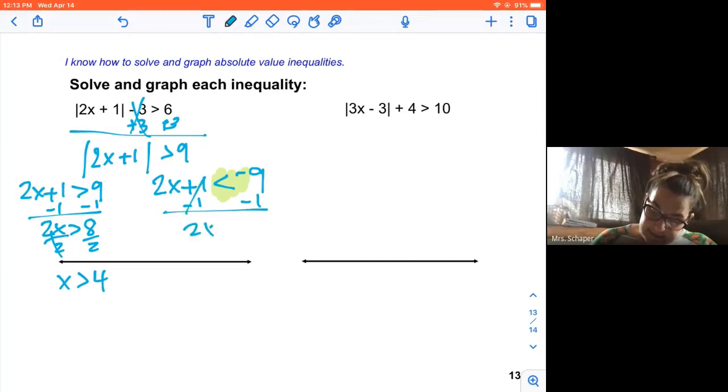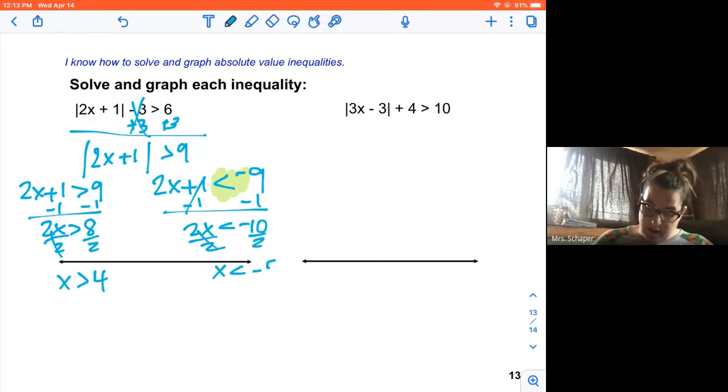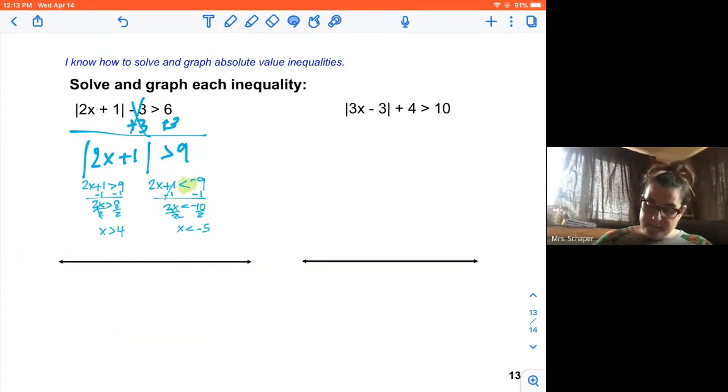2x is less than negative 10. Divide by 2, x is less than negative 5. Okay. Now I'm going to shrink these down a little bit so that I have a little more room to work with my graph.